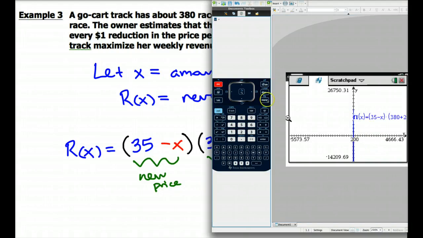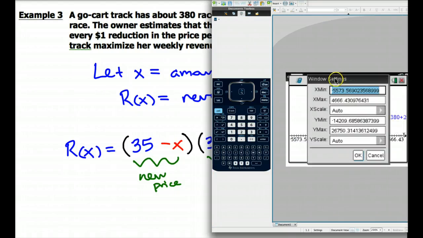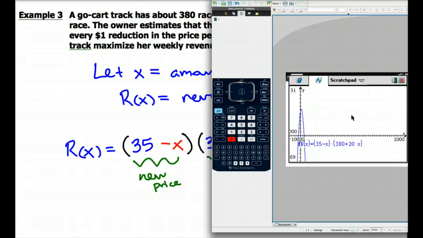So now I'm going to go back to my window menu again. I'm going to go to my window settings, and I'm just going to decrease those mins and those maxes to make it a little bit easier to see. So I'm going to make this negative 100, and this down here I'm going to decrease to 1000 and see what that does. Okay, and that just makes it a little bit easier to see. Now I can see my vertex is up here. That's what I'm trying to find. I'm trying to find my maximum.